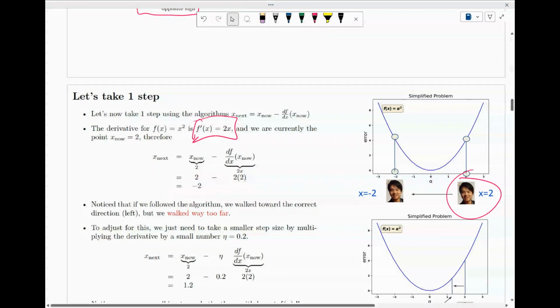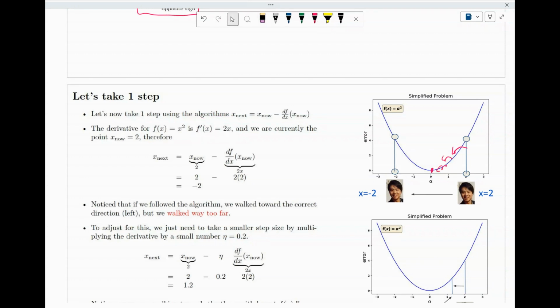So the person walked from here to here. Well, the person certainly walked towards the correct direction, but the person should have stopped here, right? The person basically walked way too far, way, way too far. So the idea is you don't really want to take a big step. You know the direction, but you want to take a small step, and then you do it again and again and again, right? So instead of taking a really big step, we take a smaller step.